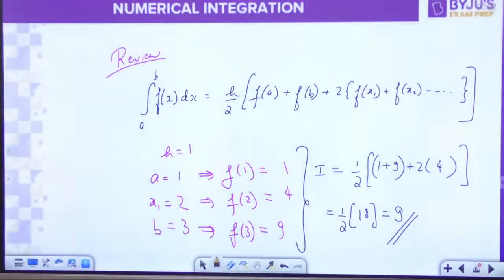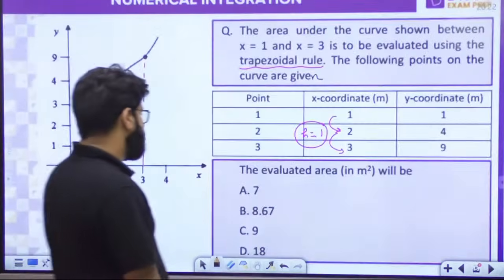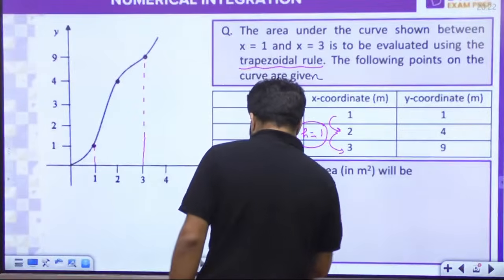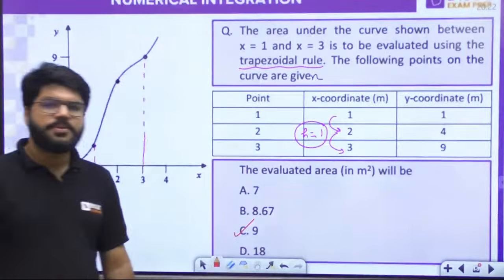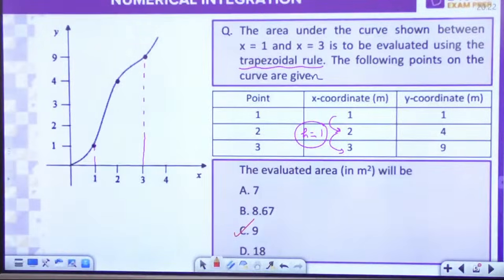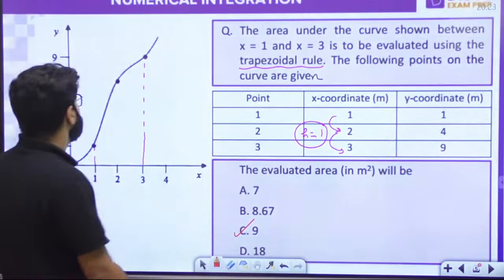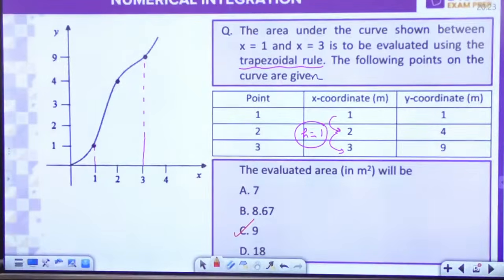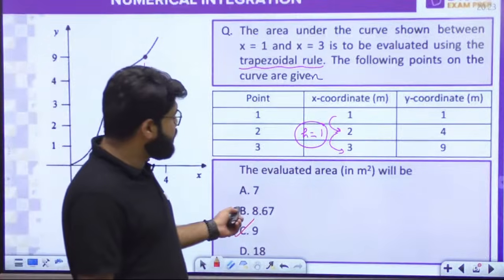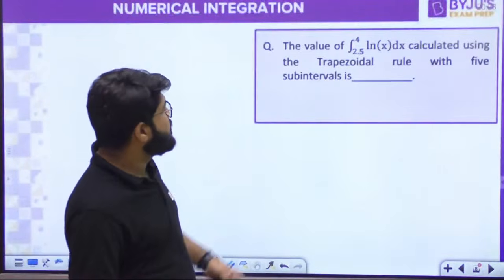ठीक है, right? Answer is equal to 9. Option number C. ठीक है, चलो cool. Next question की तरफ जाते हैं. Okay, simple question था ये. Similarly, next question की जाते हैं.